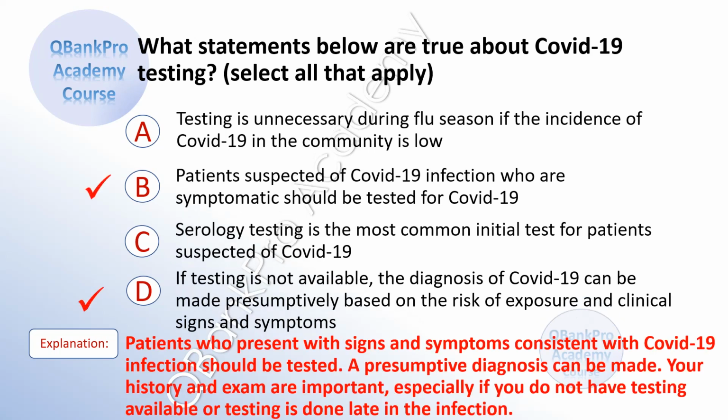The correct answer is patients suspected of COVID-19 infection who are symptomatic should be tested for COVID-19. And if testing is not available, the diagnosis of COVID-19 can be made presumptively based on the risk of exposure and clinical signs and symptoms.